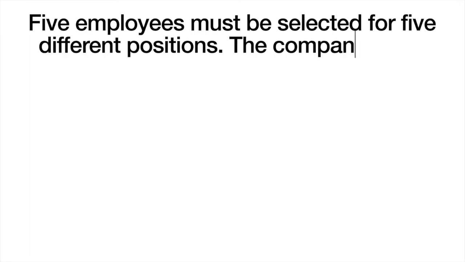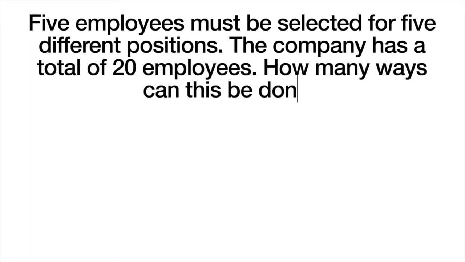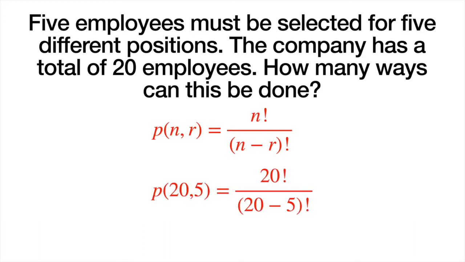Alright, let's try an example. 5 employees must be selected for 5 different positions. The company has a total of 20 employees. How many ways can this be done? We can use our permutation formula. P(n, r) is equal to n factorial over (n minus r) factorial. In this case, n is 20 and r is 5. So we have 20 factorial over (20 minus 5) factorial. And this gives us 1,860,480.